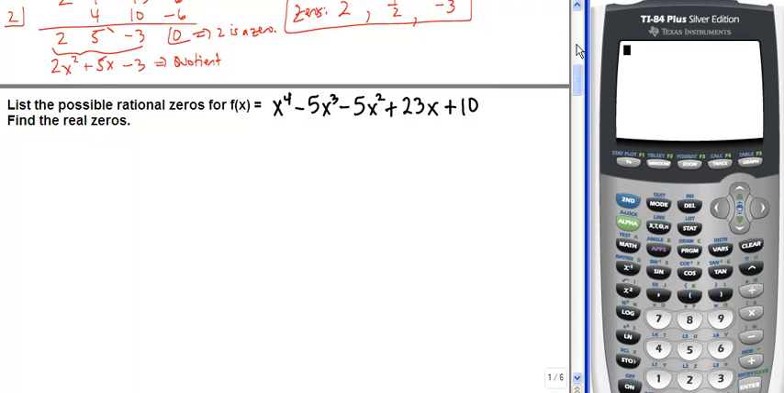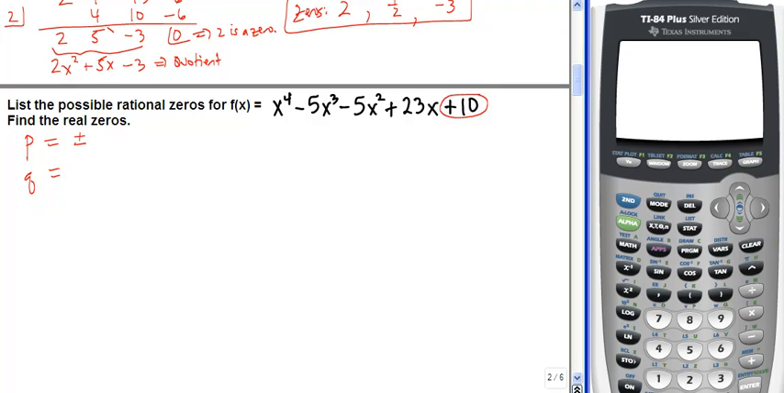So first, we're going to list the possible rational zeros for this 4th degree polynomial, and then we're going to find all of our zeros, find all the real zeros. So to use that rational zeros theorem again, you're going to list your p's and your q's. The p's come from the factors of the constant term, which in this case is that 10. So we need to list all the possible numbers that divide into 10 evenly. And I'm going to use pluses and minuses.